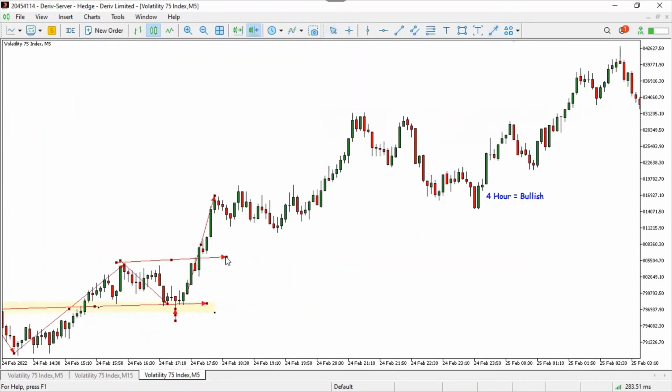Now, the next pullback, did price reach that place? No. Price pulled back, price did not reach this place. It stopped here. No problem. If you don't trade, you won't lose your money. You understand what I'm saying? So just hold on and continue following price. One of the major tasks of a trader is patience. You have to learn how to be patient if you don't want to lose your money.